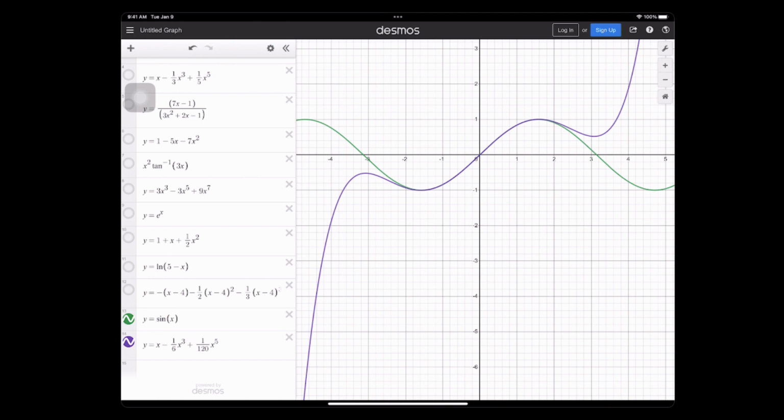So, chew on that a little bit. Look at that. The green curve is sine, and this polynomial really pretty much approximates it around 0, very close to 0. This is a power series expansion, so we can approximate this curve around 0.